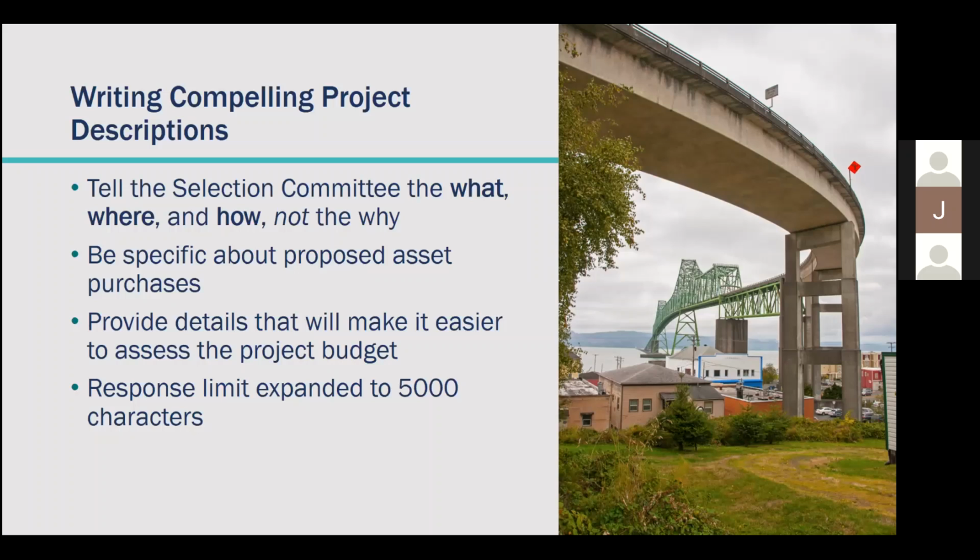So for example, what operations activities are anticipated to be supported with the grant award? And by providing that kind of clear detail that ties it to the budget, you really help the reviewers get a better understanding of what you're trying to accomplish. So finally, this response box has been expanded to 5,000 characters, I think from around 2,000 characters last biennium, to provide additional space for detail.